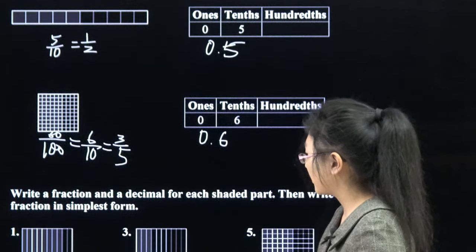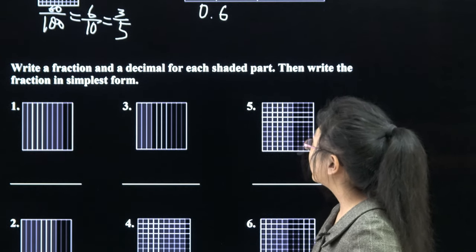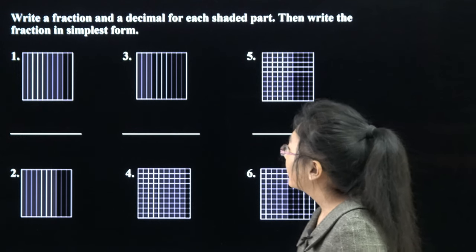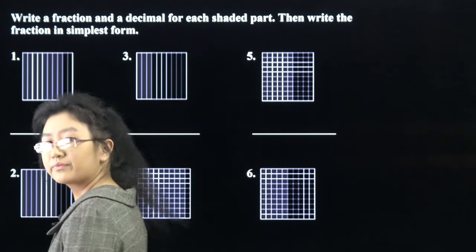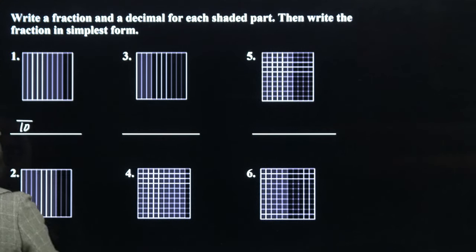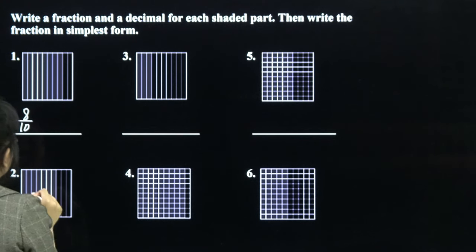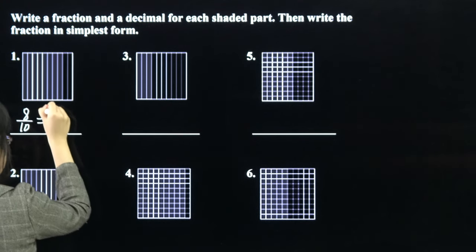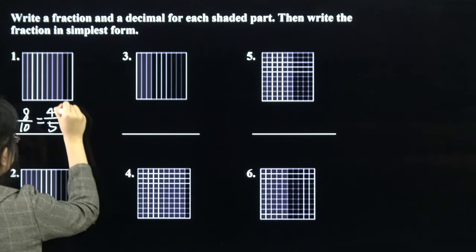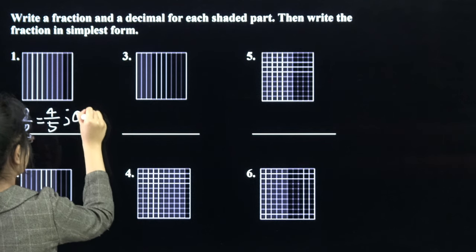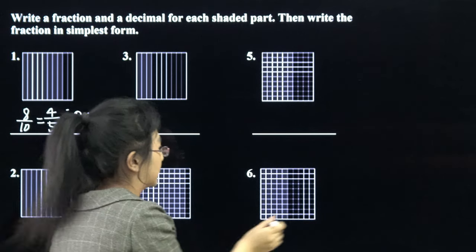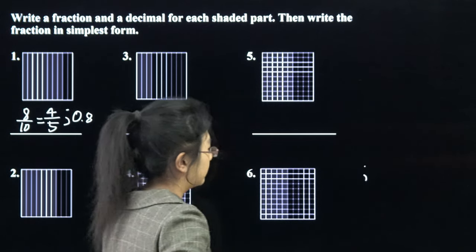Now we move on to some practice problems. Write a fraction and a decimal for each shaded part. Then write the fraction in simplest form. So for this one, we have 10 parts as a whole, so the denominator is 10, and then there's 8 shaded parts. So 8 over 10 can be simplified into 4 over 5. 8/10. 0.8. This is not a J, this is a semicolon. Semicolons look like J's, except not really, because the bottom part is supposed to be shorter.